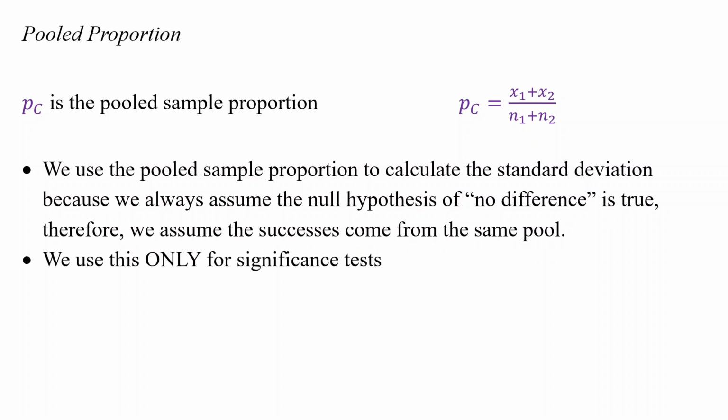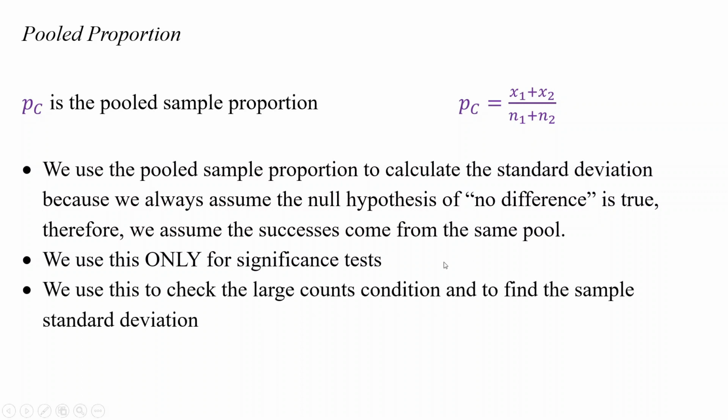Okay? We use this only for a significance test because this is an assumption we make only under a significance test. So you are only going to see this pooled proportion underneath a significance test. We use this to check that large counts condition and to find the sample standard deviation or the standard error. We use p sub c to check the large counts condition and to find that standard error. Okay? So that's new. And that's only going to be true for a difference between two proportions significance test.